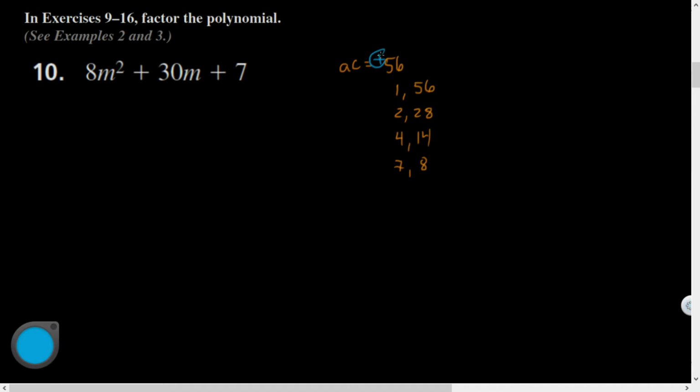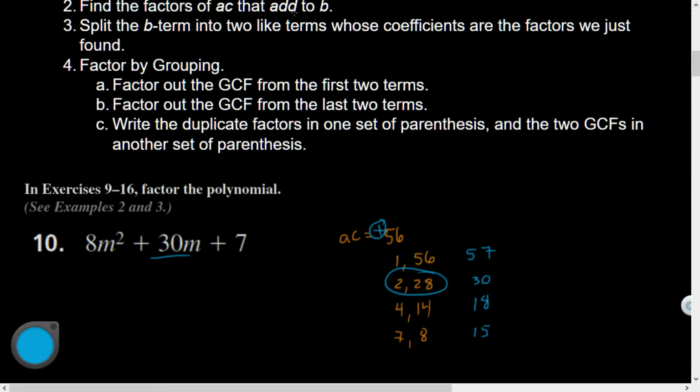And since this is positive, I want the factors that add to be 30. So this would add to be 57. This would add to be 30. This would add to be 18. I know, but I just wanted to show the idea of adding these. So it looks like 2 and 28 is what I get. So, right, find the factors of AC that add to B.